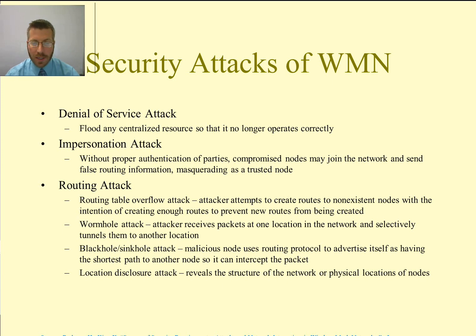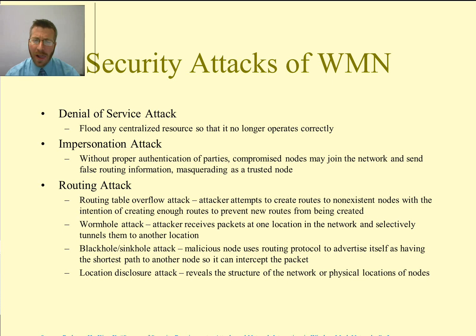An impersonation attack. Without proper authentication of the parties, compromised nodes may join the network and send false routing information, masquerading as a trusted node. We have to really be careful that if there are malicious nodes within our wireless mesh network, we need to know this so that we can hopefully prohibit access to those nodes, or at least alert the user that maybe there's something wrong that they need to fix.